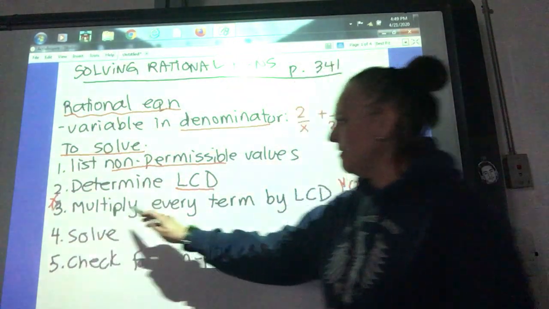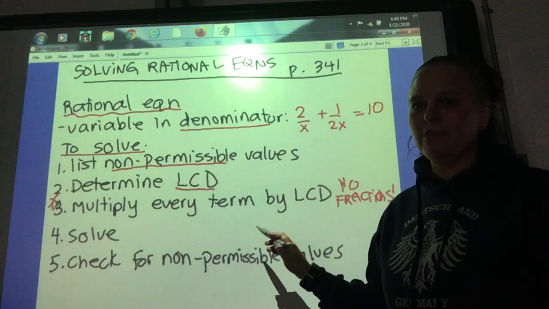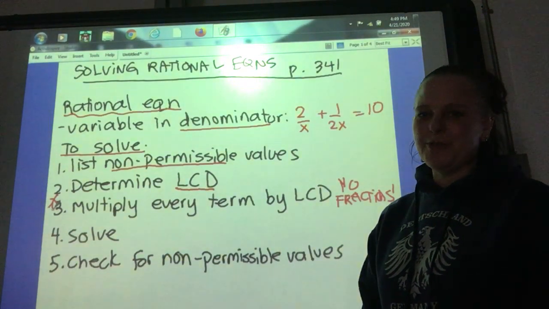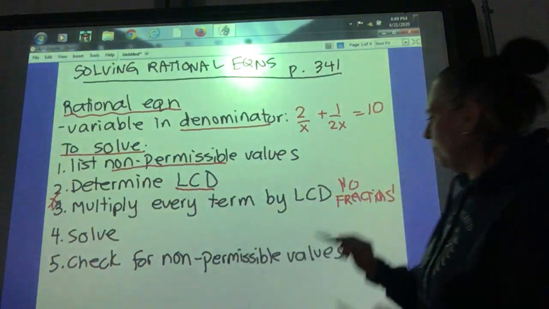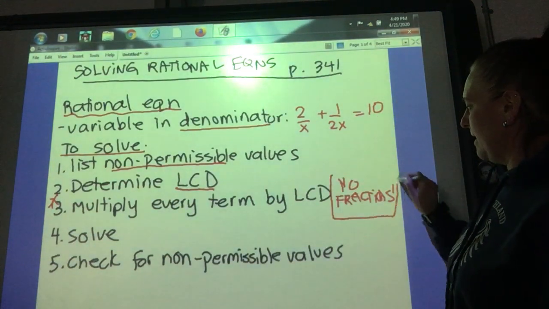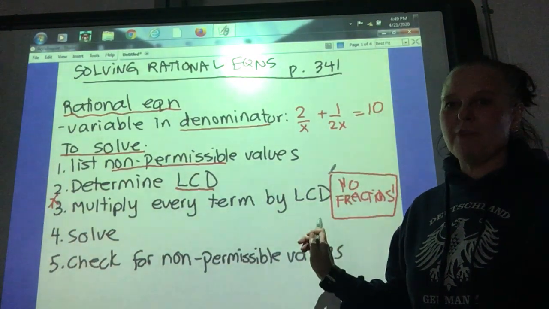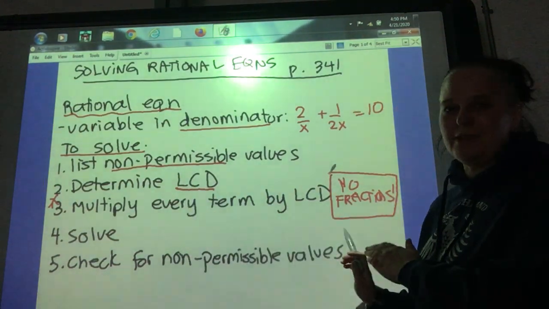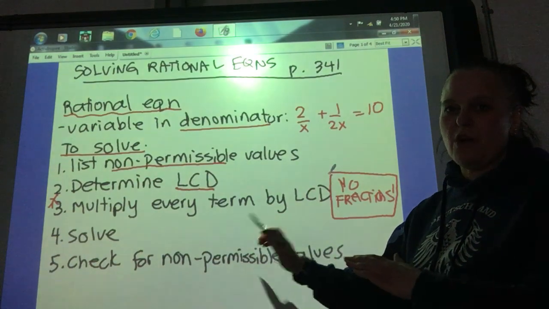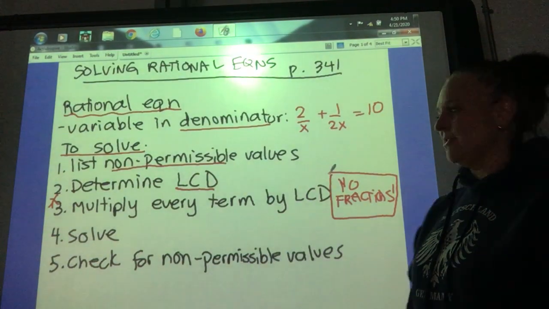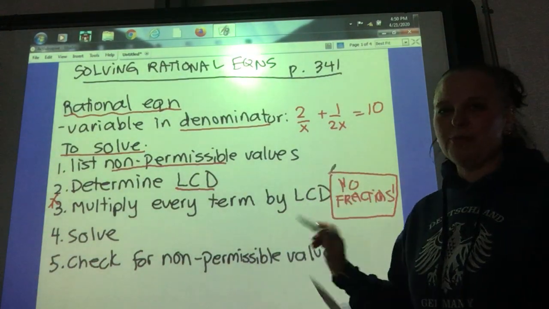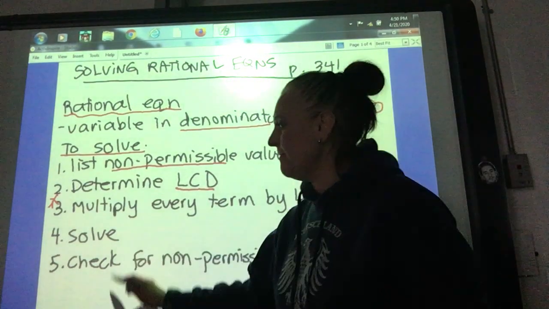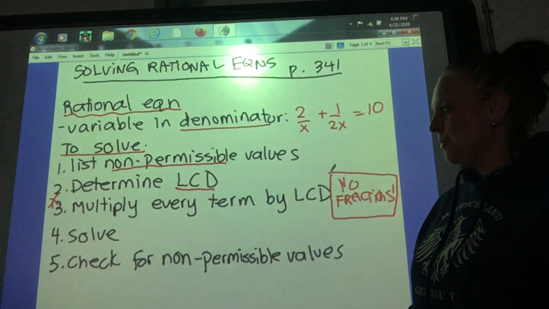Step number 3, multiply every term by the LCD. Well, that doesn't sound that hard. It's not, but it can lead to some confusion. If you've done step 3 properly, by the time you're done, there should be no more fractions after you've done step 3. So if you've done step 3 and there's still a fraction, you either done something wrong or you're not done step 3 yet. So that's the key. After step 3, there shouldn't be any fractions. And then step 4 and 5 are easy. Solve and then check the non-permissibles.